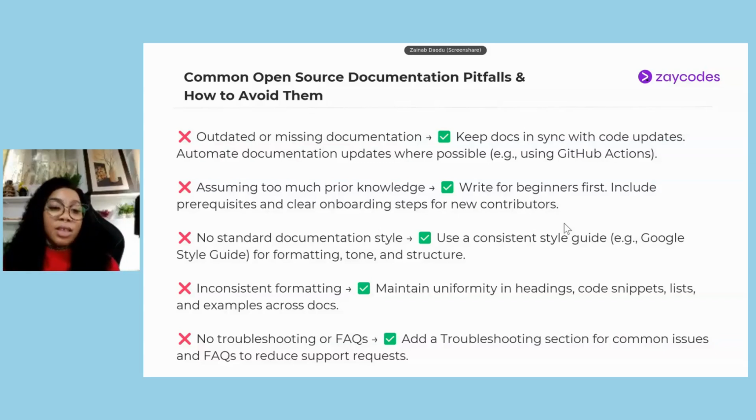And then the next is no standard documentation style. A lot of open source projects do not have a standard style. So depending on who is reviewing the documentation PR, what is going to be put out varies. And having a consistent style can save a lot of projects a lot of time. If you don't have a specific style, you can adopt maybe the Google Style Guide or Microsoft's and all that.